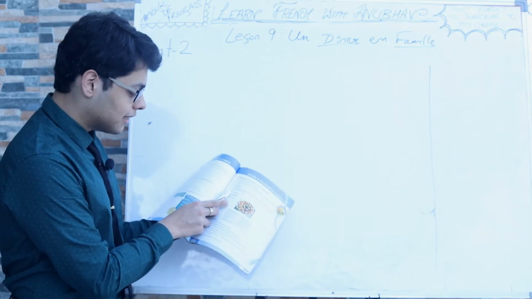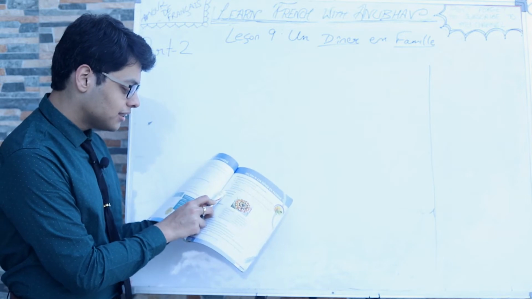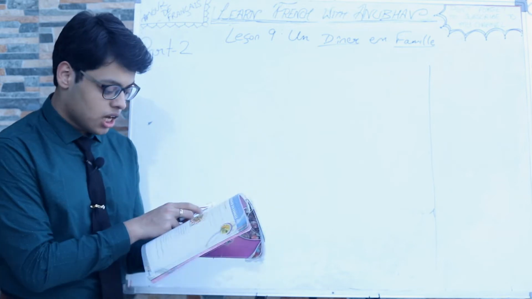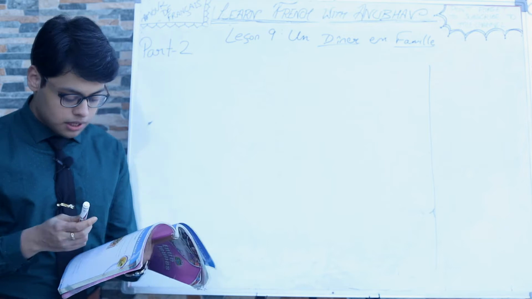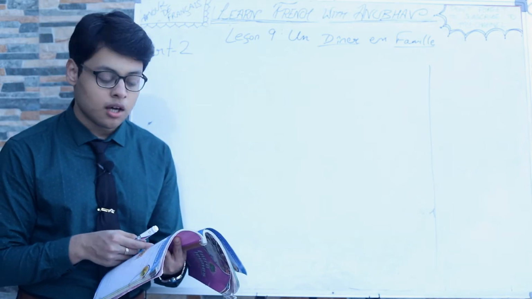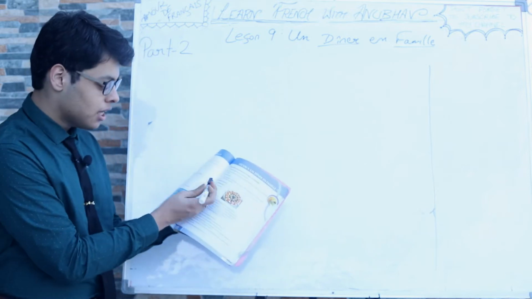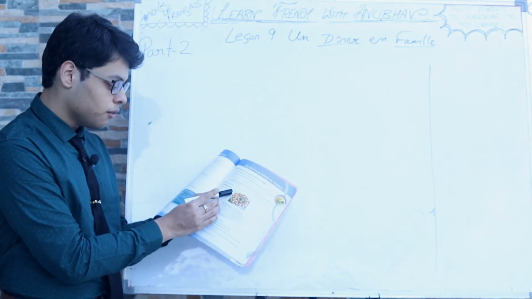J'apprends une recette. I learn a recipe. First recipe is of la salade niçoise. Niçoise must be some noun, I'm not sure. A salad. It's a type of salad basically. A picture is given. So this recipe is meant for 4 people.